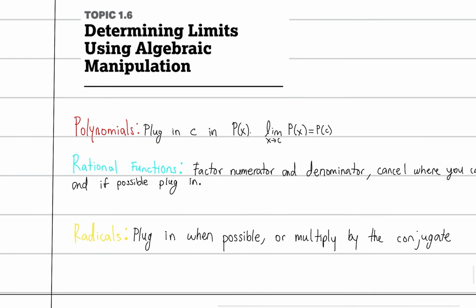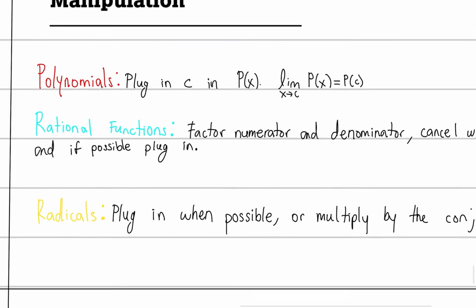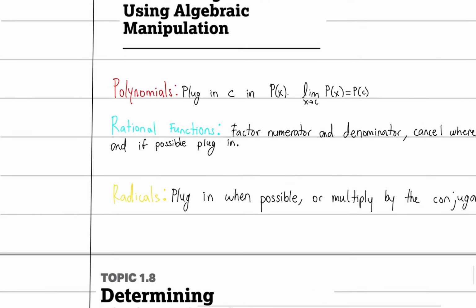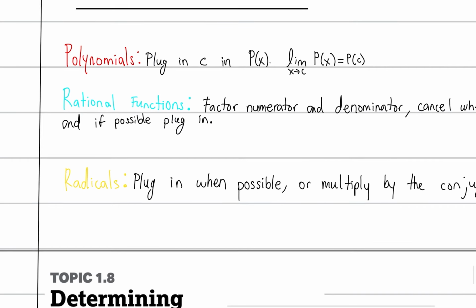For rational functions, you could just plug it in if possible, but if you get a zero in the denominator, then you should probably factor the numerator and the denominator, cancel whenever applicable, and after all that is done, then you could just plug it in. And if you still have a zero in the denominator, then that's an edge case, but you don't have to worry about that for now.